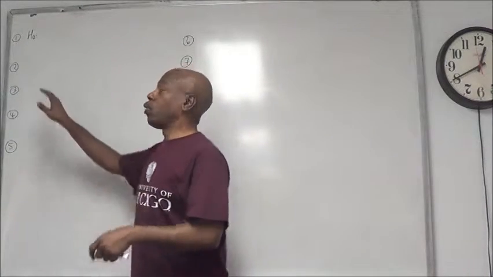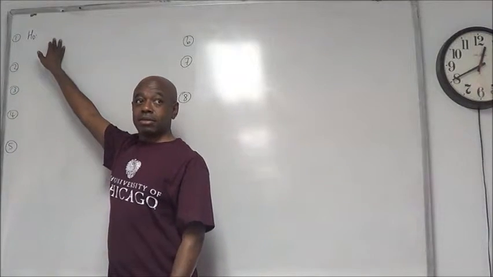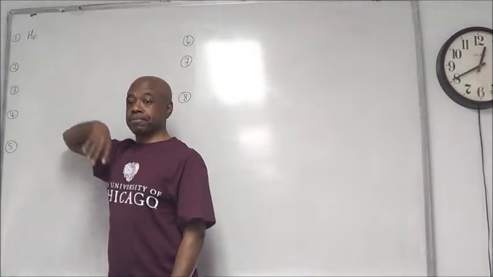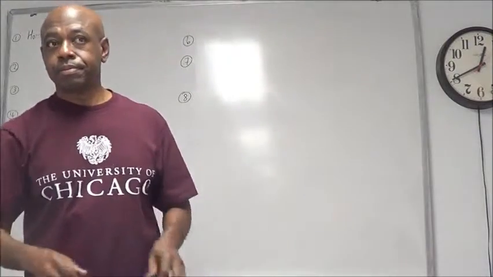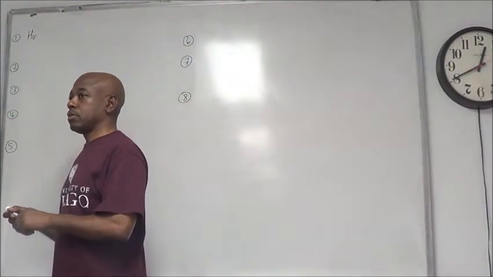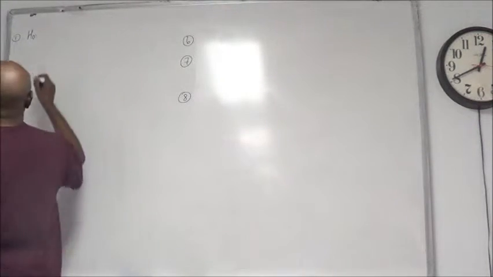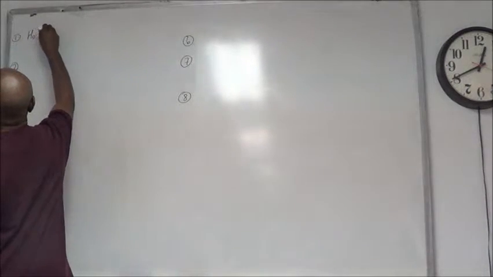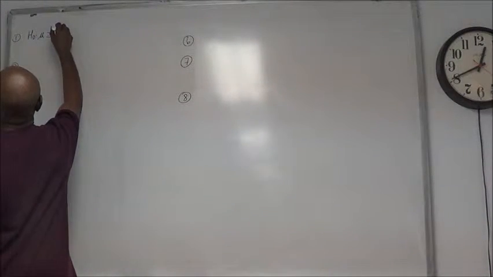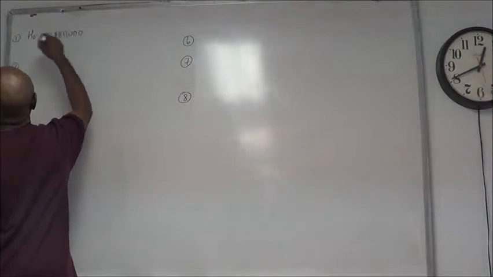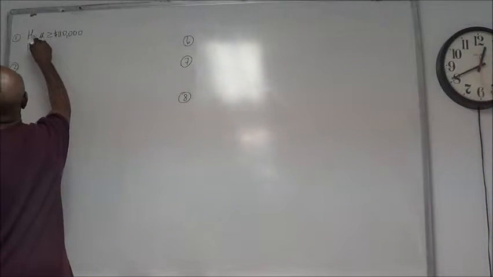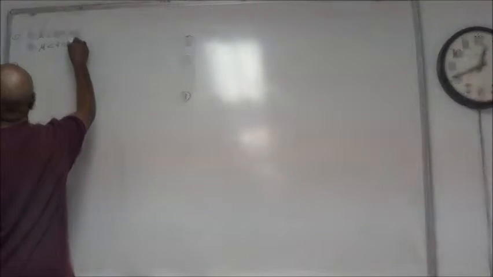What are you asking me to write here? We want to know if mu is greater than 110,000. Was it a decrease or an increase? H0 is mu greater than or equal to 110,000. And then HA would be mu less than 110,000.